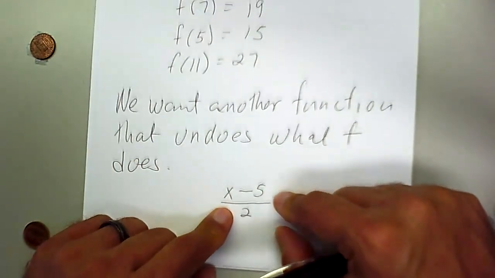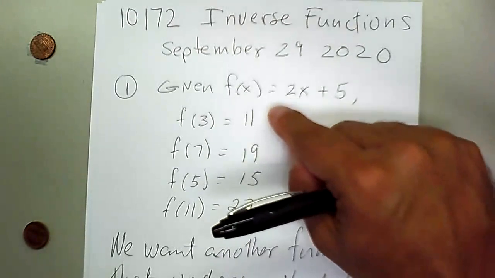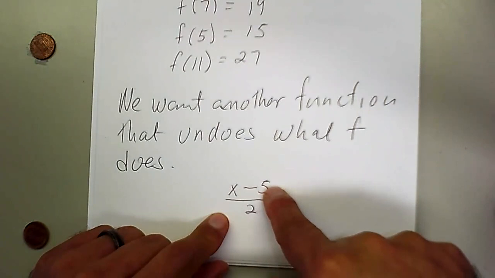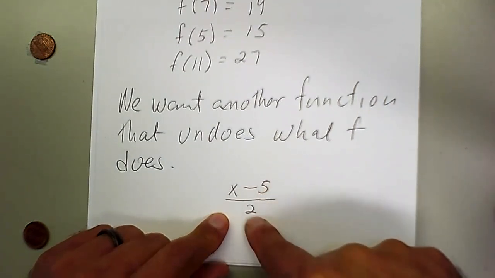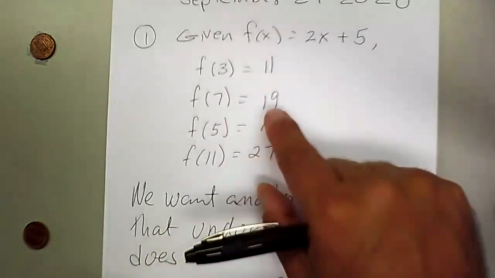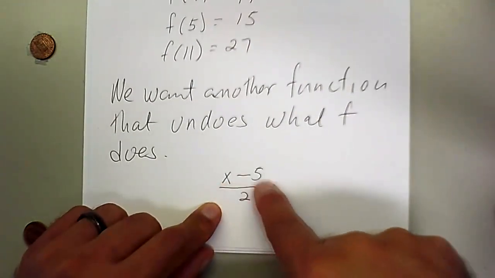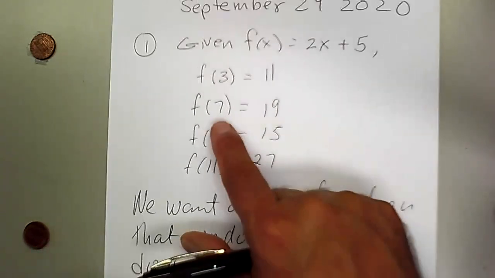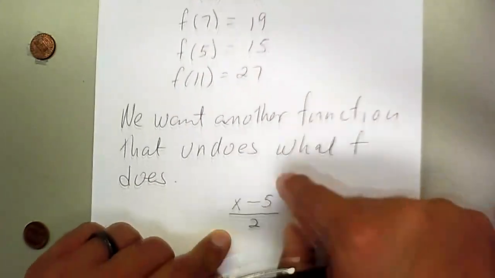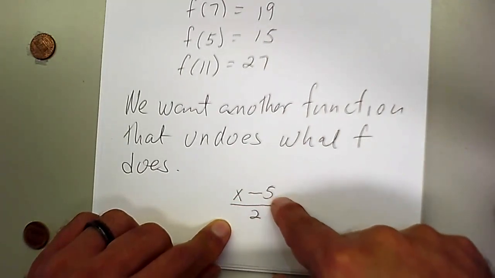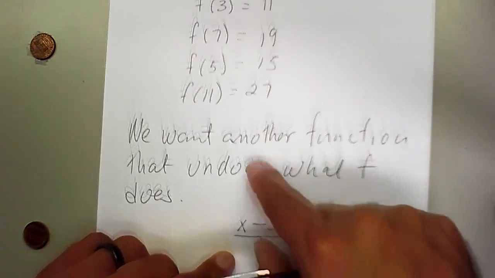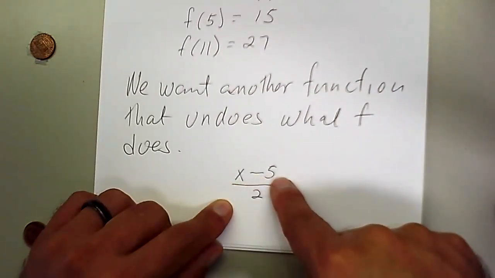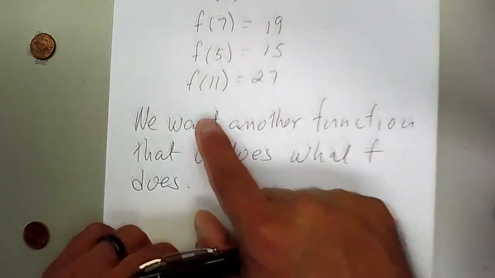So will that formula work? Yes. Let's make sure though. If we plug in 11, 11 minus 5 is 6. 6 divided by 2 is 3. Yep. Plug in the 19. 19 minus 5 is 14. Divide 14 by 2, 7. Yep. Plug in the 15. 15 minus 5 is 10. Divide by 2, 5. Yep. Plug in the 27. 27 minus 5 is 22. Divide by 2, 11.